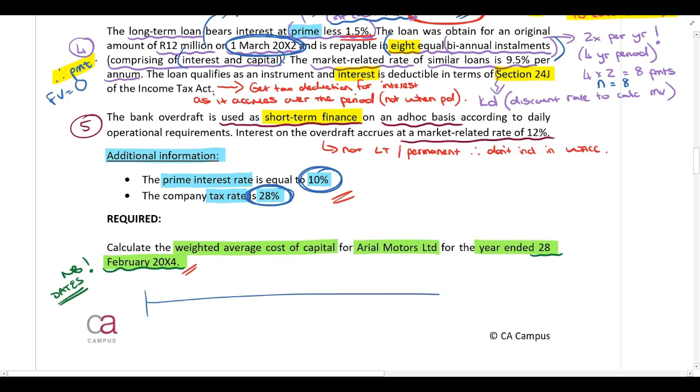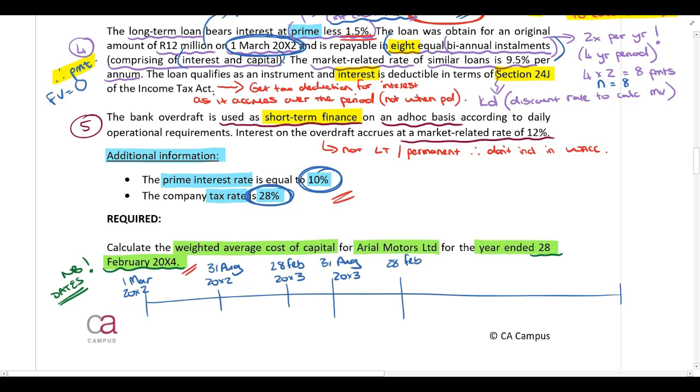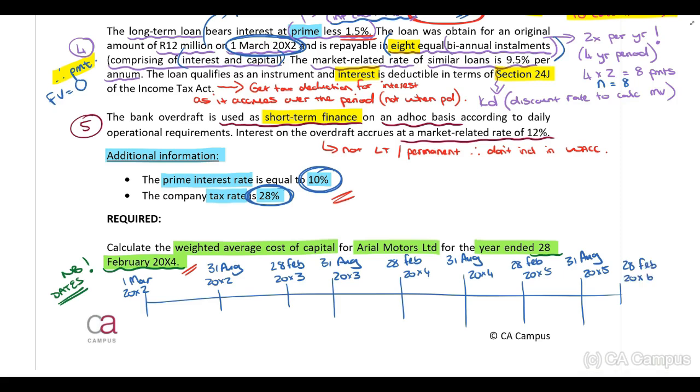The company entered into the loan agreement on the 1st of March 20x2, and they make biannual payments. So every 6 months they have a payment. So the first payment would have been made at the end of August 20x2. The next payment at the end of February 20x3. Then again on the 31st of August 20x3, 28 Feb 20x4, 31 August 20x4, 28 Feb 20x5, 31 August 20x5, and lastly 28 Feb 20x6. So those would be the 8 payments.